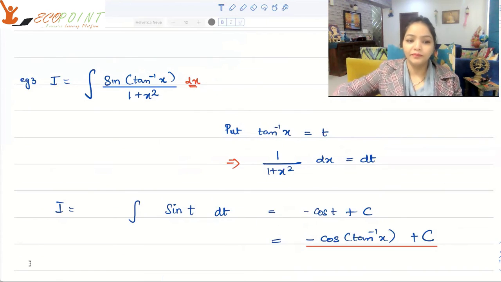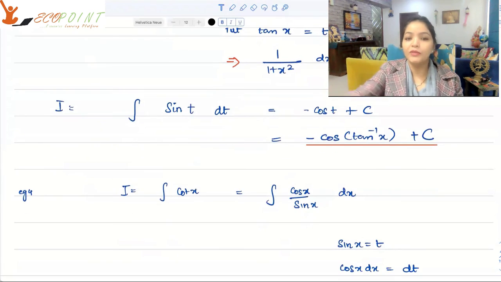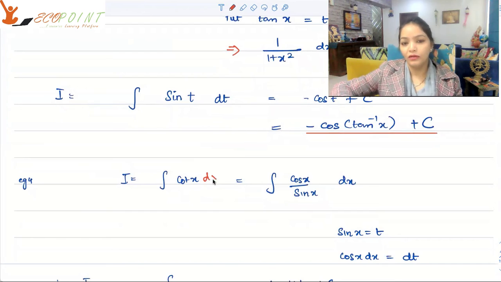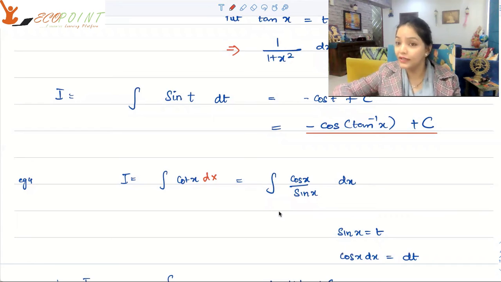Another example. Suppose I is cot x. So you have to integrate cot x with respect to x. It looks like just cot x, but it's a special case of substitution. Why? Because cot x is cos x upon sin x dx. And we know that cos and sine are related to each other in terms of derivative, right? So if you take sin x as t, you know that cos x is the derivative, so cos x dx becomes dt.